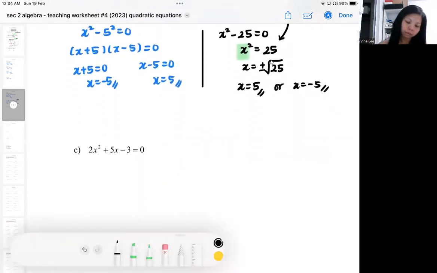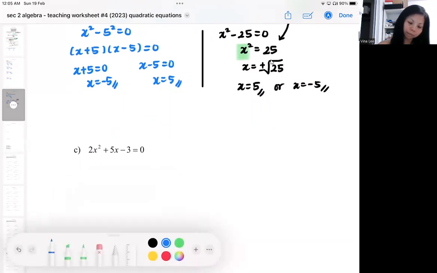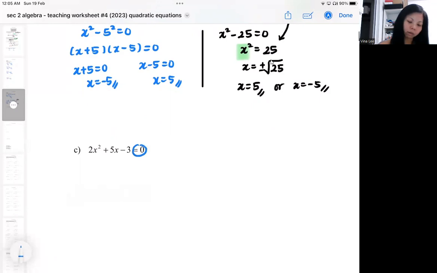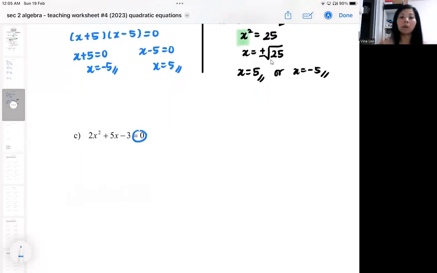Then the next one, we have the equal to 0 already. So obviously this one looks like the cross multiplication or the multiplication frame. So do your own working. By now, you should be quite good with it. I think you should be able to do it mentally, or maybe you'll be faster in your cross multiplication, or you'll be faster in multiplication frame. So this is a product equal to 0.